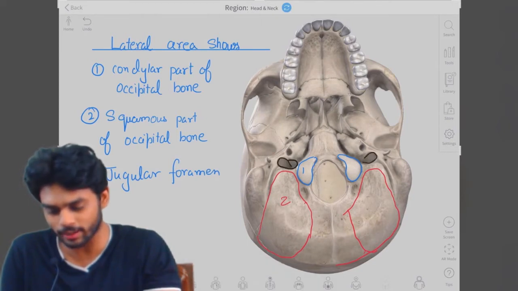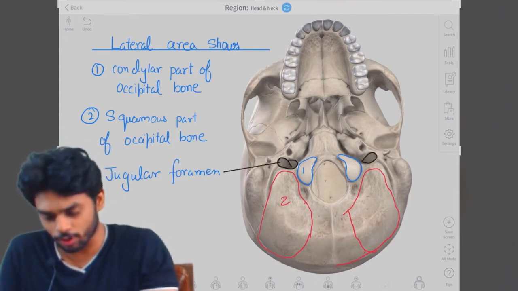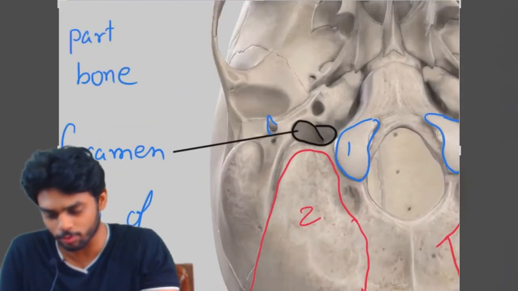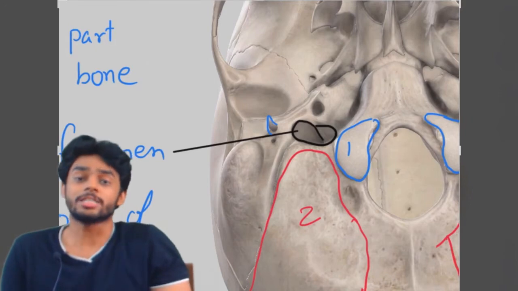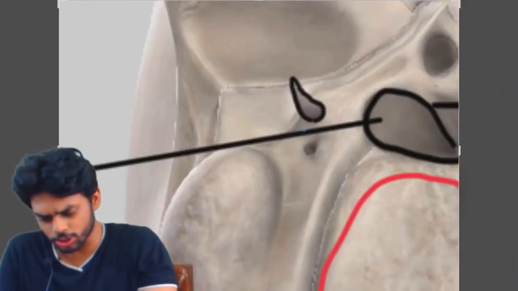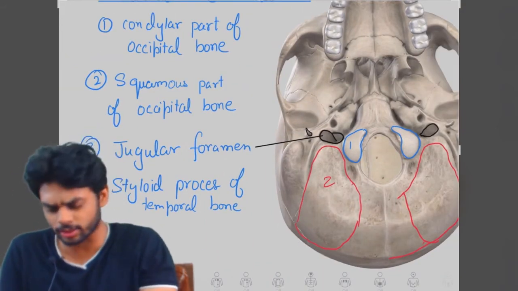Can you see in the black? Yes, this is this black part. This is the jugular foramen. And the styloid process. Let me outline the styloid process of the temporal bone. This is the styloid process of the temporal bone. We will study about this process in a later part of the video or in another video.